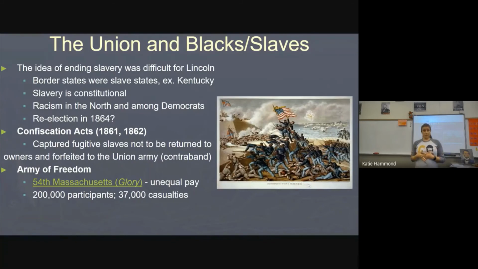The white troops in the Union got paid $13 a month. The black troops in the Union got paid $10 a month. So again, they're segregated troops, and the black soldiers are getting paid $3 less a month because of their race, okay?